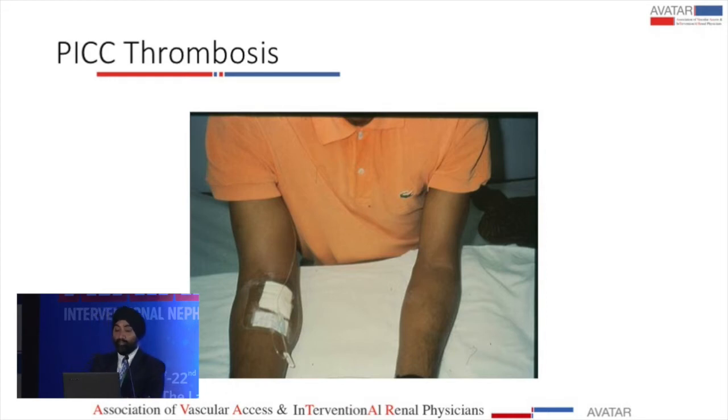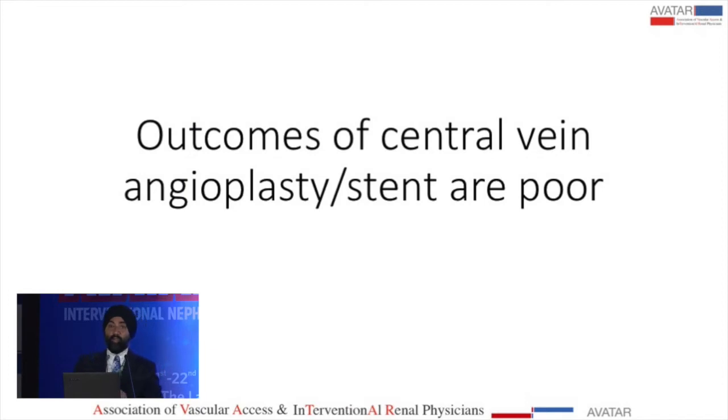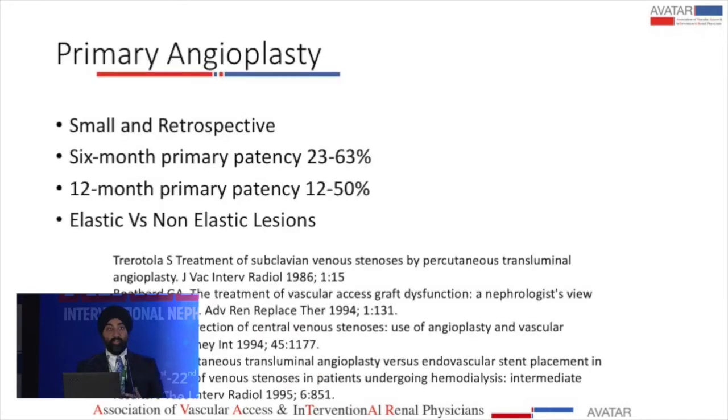placing that access. The third point I want to make today is that the outcomes of central vein interventions are not stellar. We have struggled to come up with the best way to manage central vein stenosis. There are three options at our hand. We can either do primary angioplasty, primary angioplasty with stenting with a bare metal stent, or primary angioplasty and stenting with a covered stent.